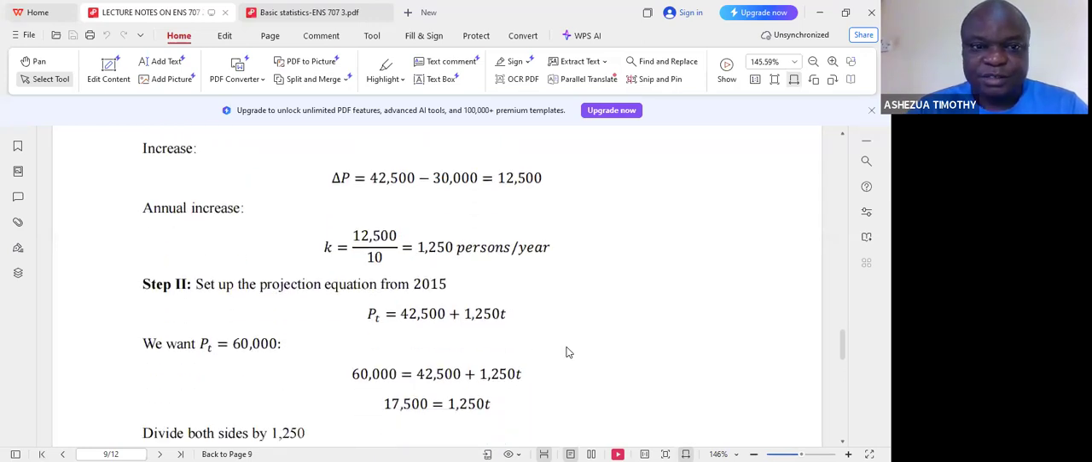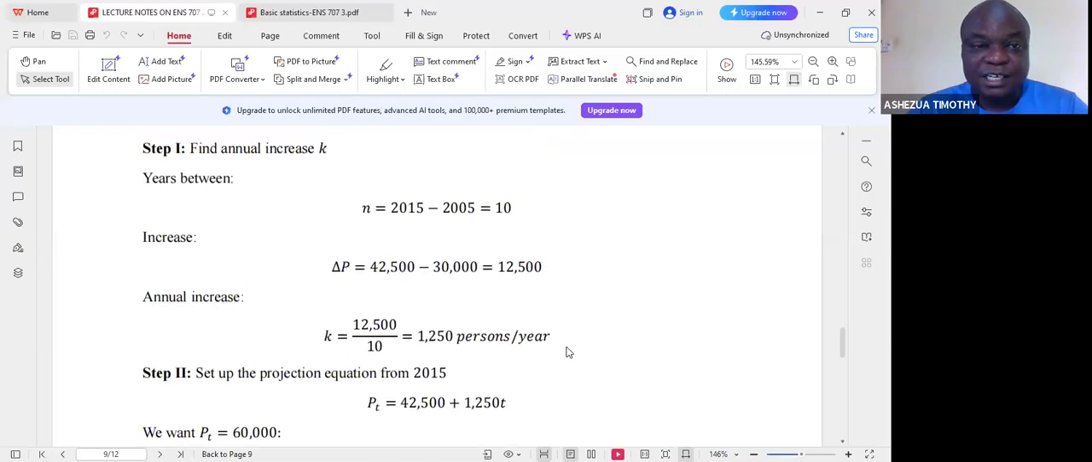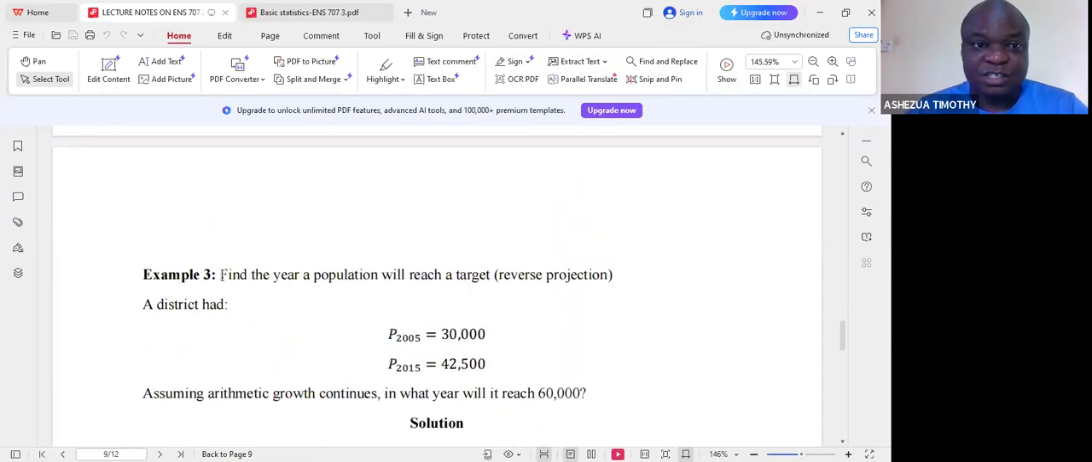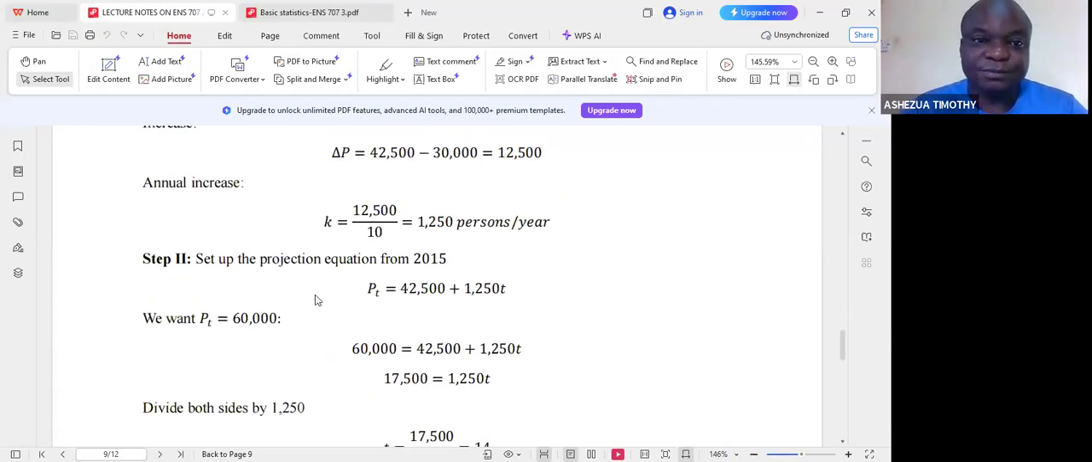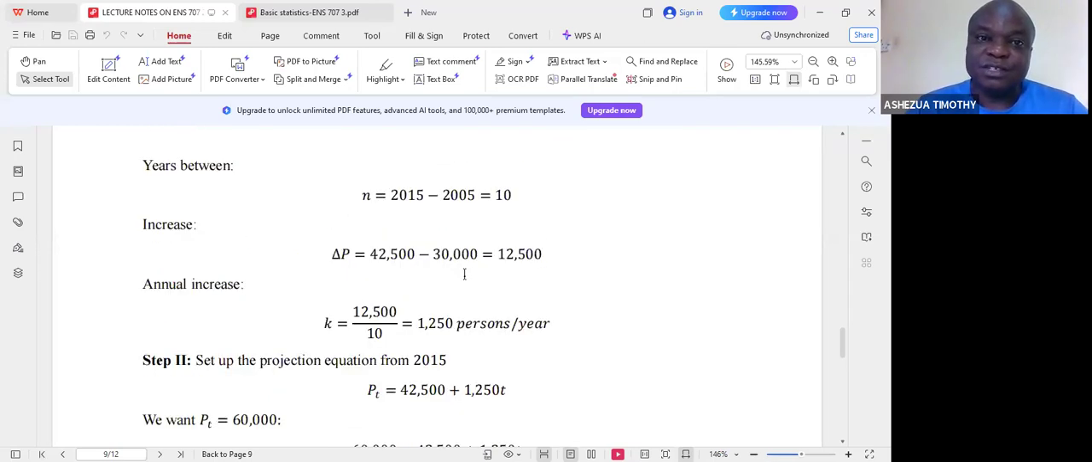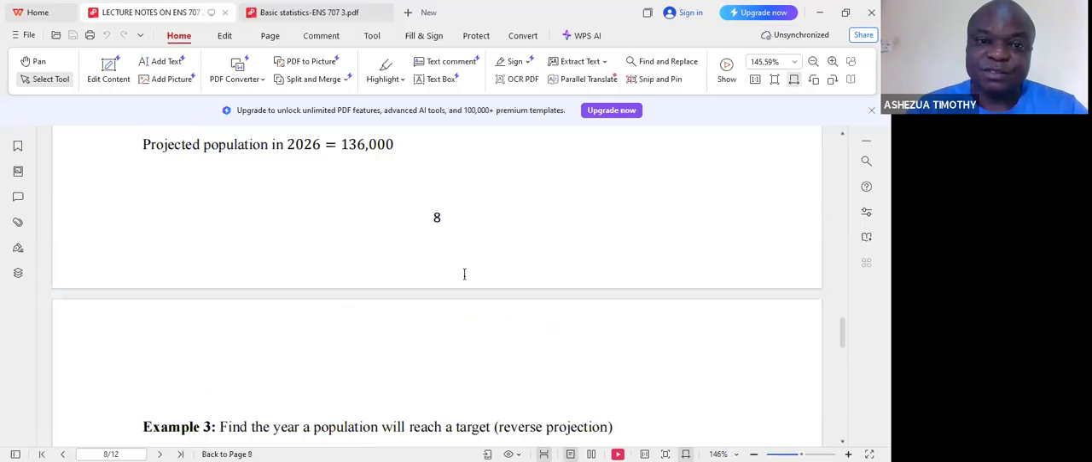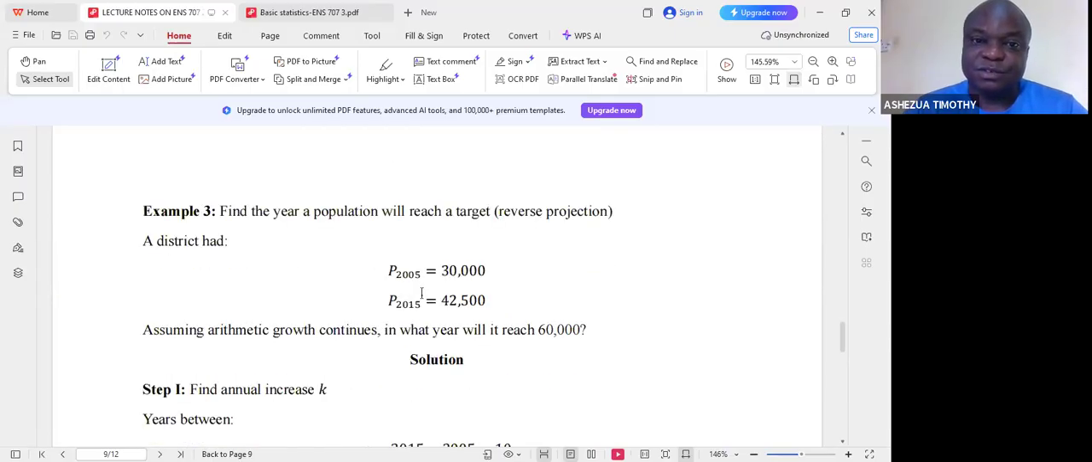1,000. So we're expected to find the year. That's what the question says. It says find a year a population will reach a target of 60,000. So if you check that formula, step 2 is to set up the projection equation from 2015. And our base population is this value we got from the census of 2015, which is 42,500.